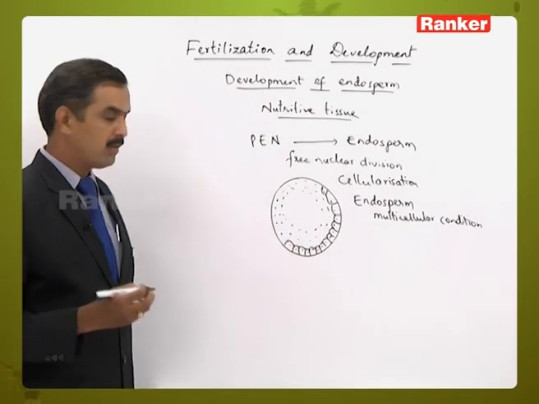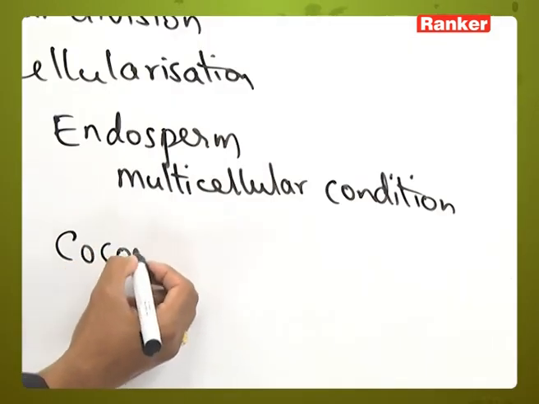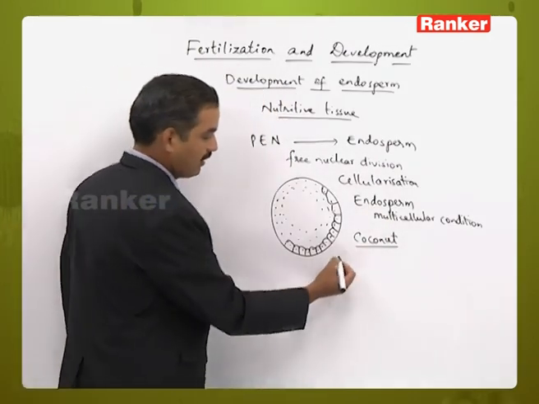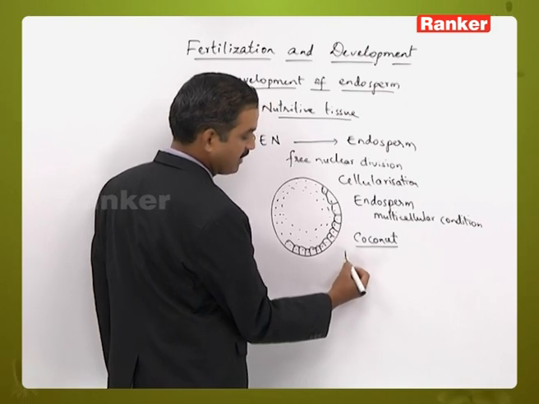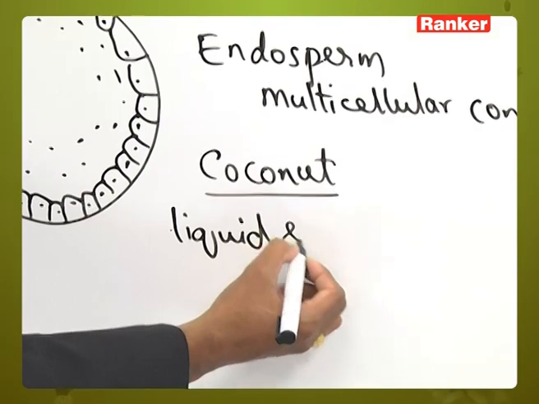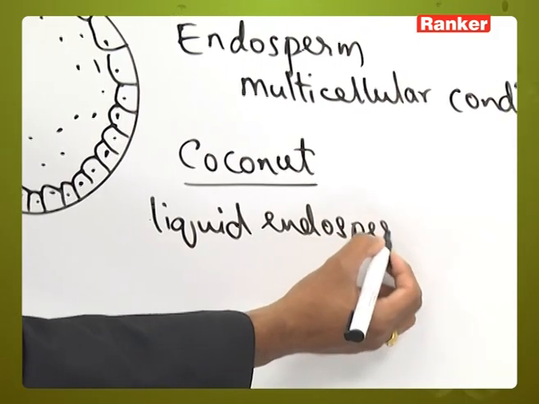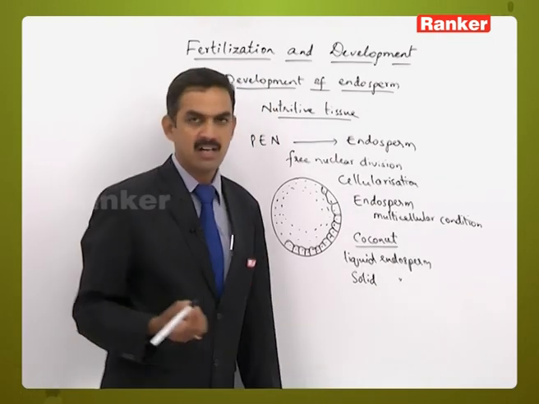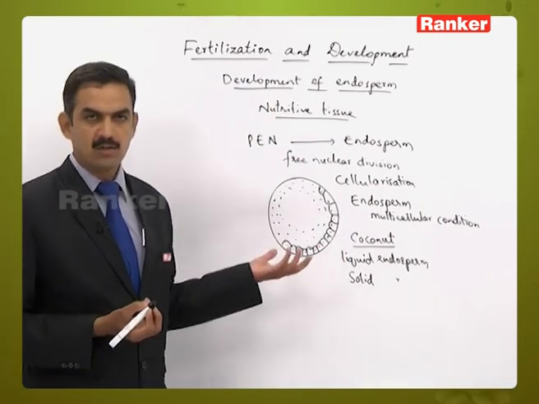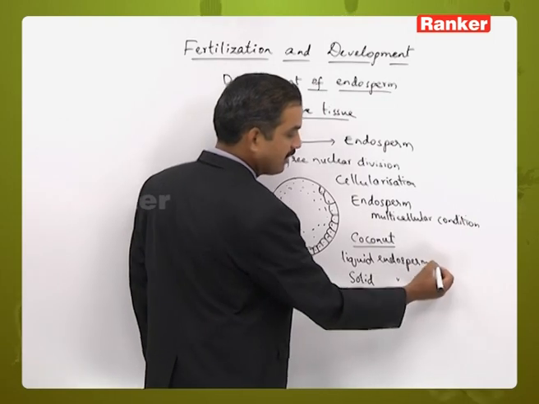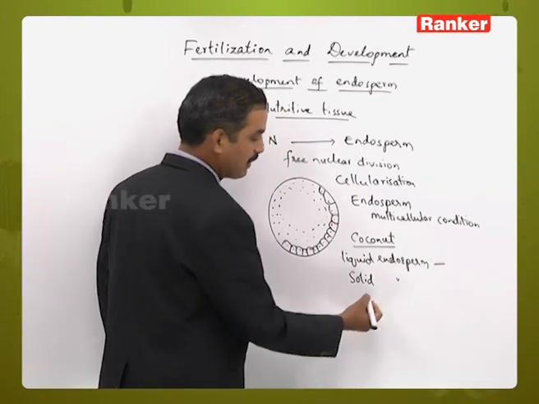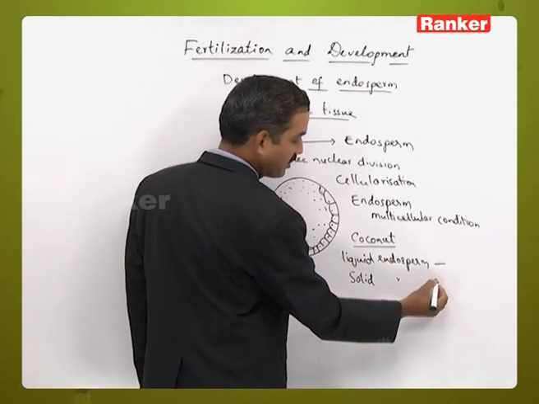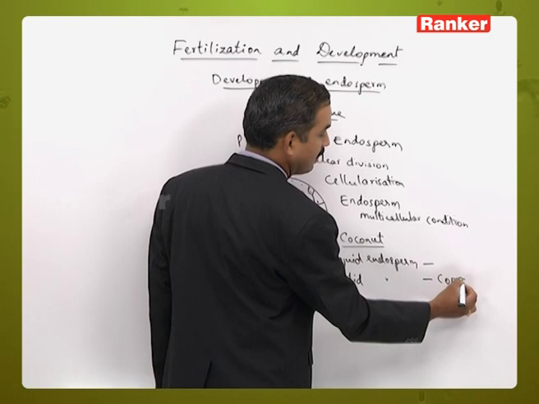But if you observe examples like coconut, as we know, in the coconut two types of endosperms are present. One is called liquid endosperm and the other is called solid endosperm. Liquid endosperm means the coconut water or the coconut milk which we consider. Cellularization will start from the periphery and gradually that will be converted into a multicellular structure, that is, we call it copra in coconut.